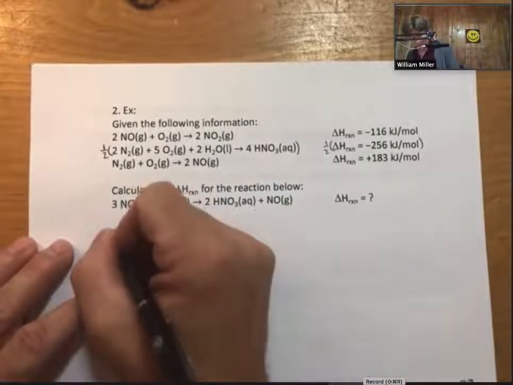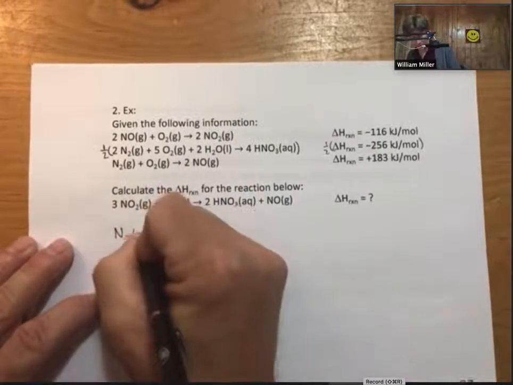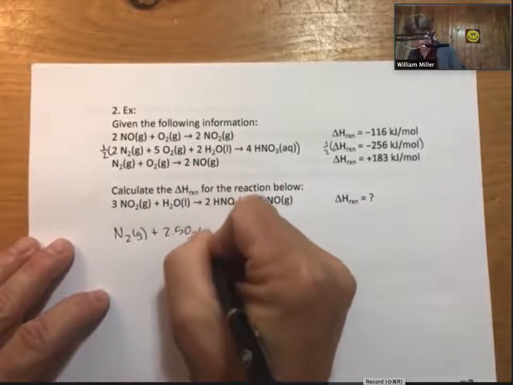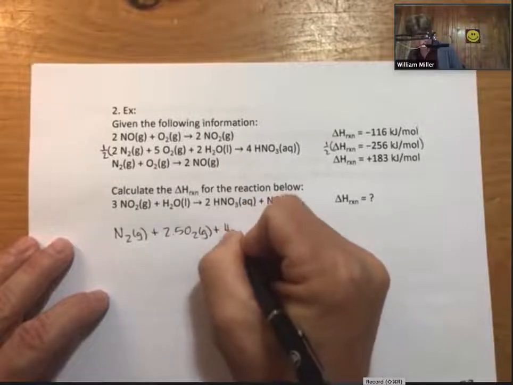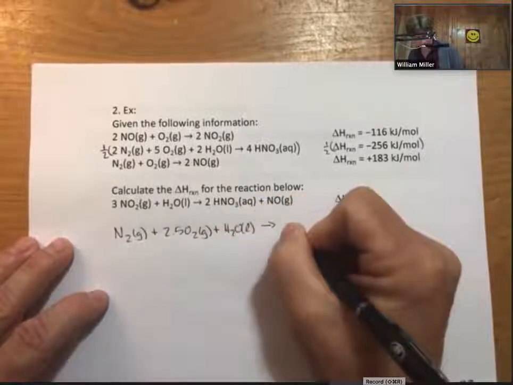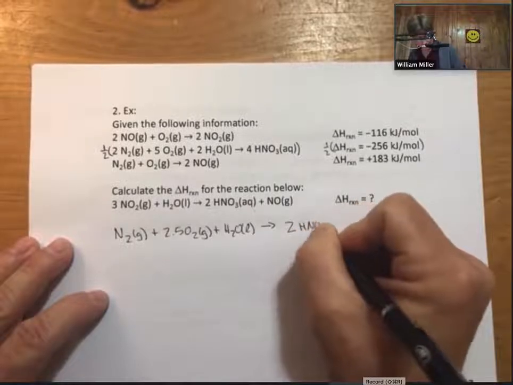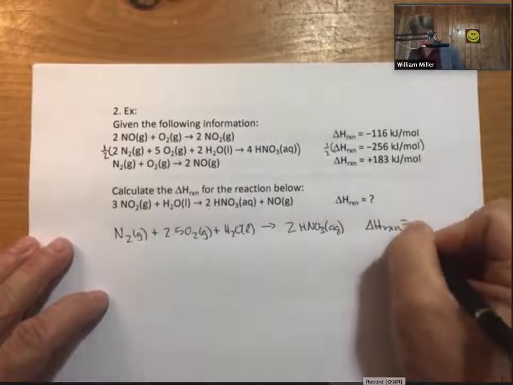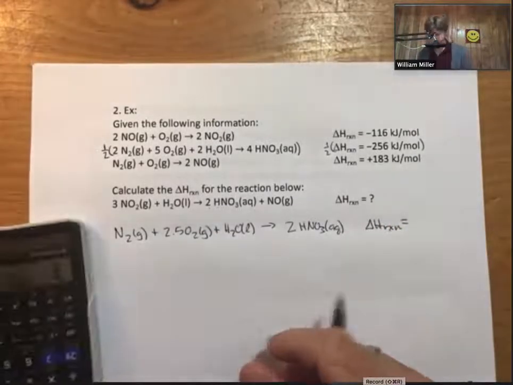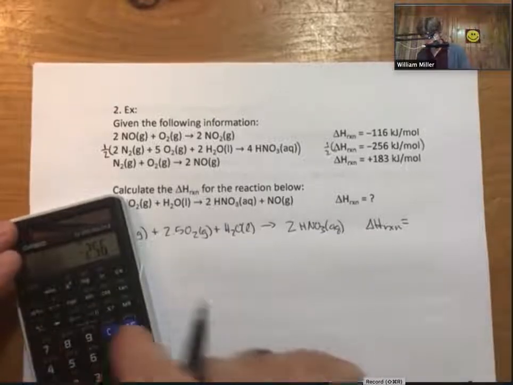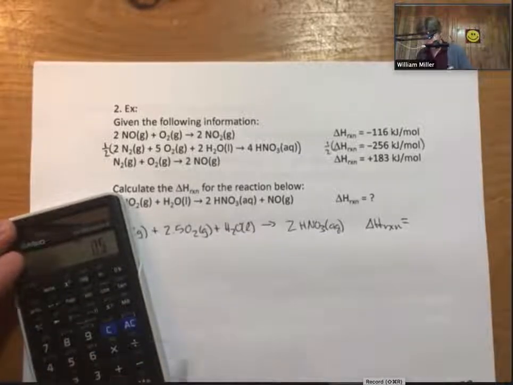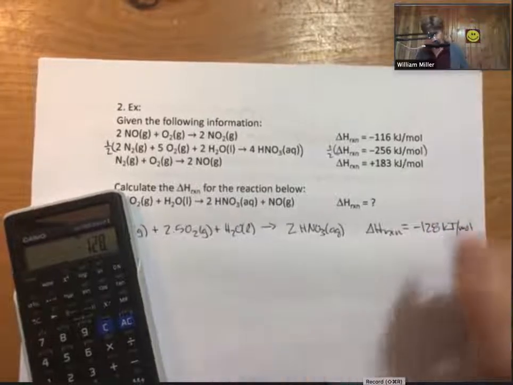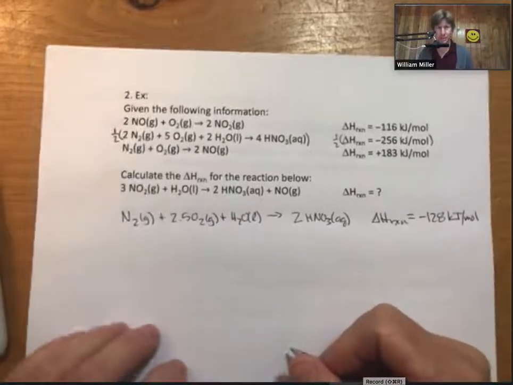Let me start by writing that. Half times 2 is going to be 1 N2. Half times 5 is going to be 2.5. Delta H reaction for this: 256 times 0.5, minus 128. One down, two to go.